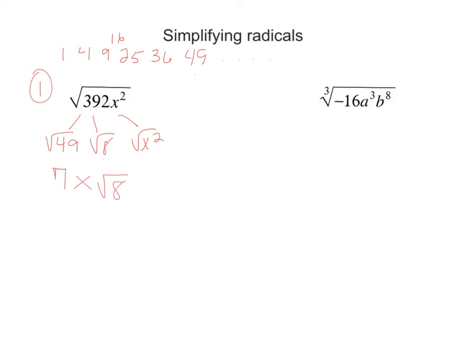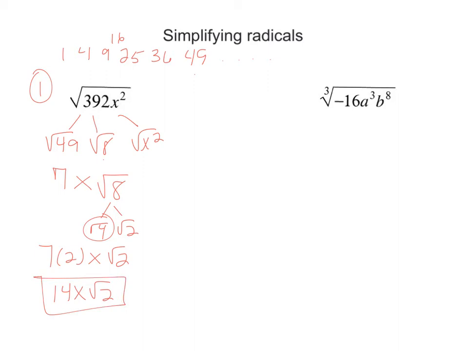Radical 8 is not done yet because we all know that radical 8 can break up into 4 and 2. So really what I have here is 7 times 2 because of the 4, x radical 2. 7 times 2 is 14x radical 2. That's my first question.